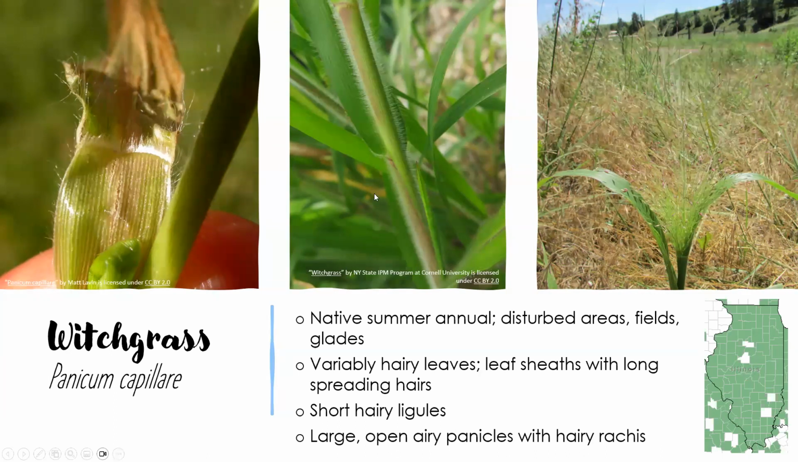And then like I mentioned before, a very large open airy panicle, and then that rachis, or that main stem of the panicle, is going to have hairs on it as well. So witchgrass: lots of hairs, very hairy, often short, and then that really big panicle. You can see in this photo too that the spikelets are kind of pinkish or purple in color. That coloring can be variable.